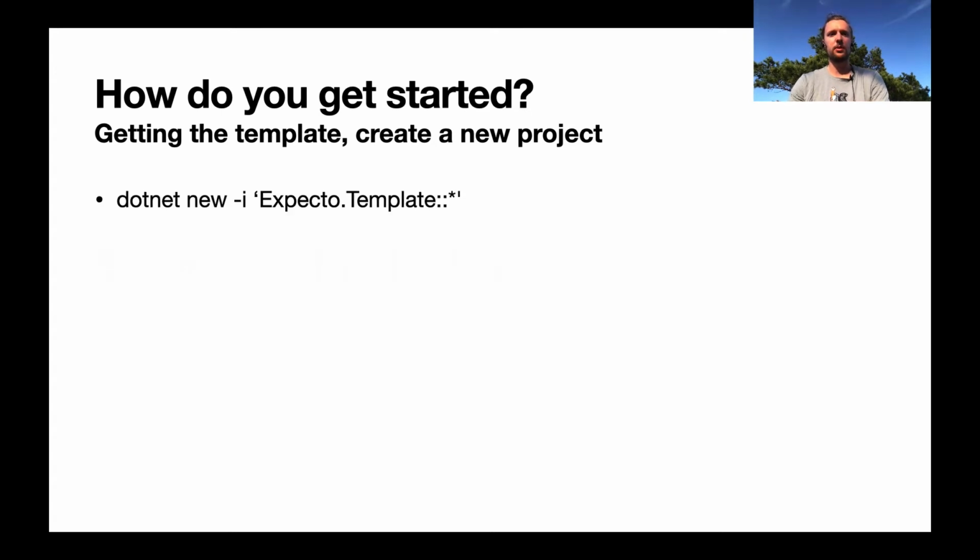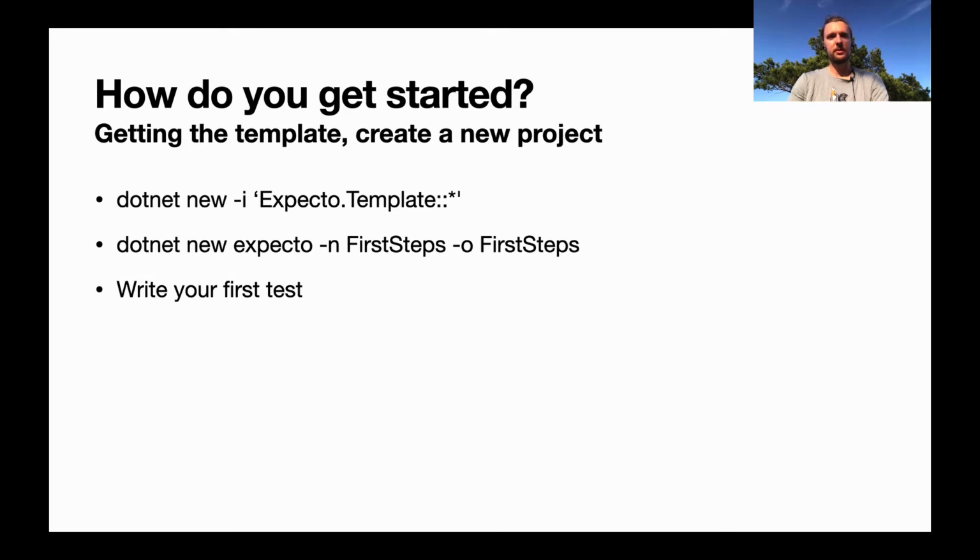Let's start by typing dotnet new -i Expecto.Template. There are also quotes around Expecto.Template, and that's because in some terminals, if you do star at all, then you basically glob all the files in the current directory, which won't match anything and makes the command a no-op. We'll then create a folder called First Steps, and then write your first test. So without further ado, let's have a look.